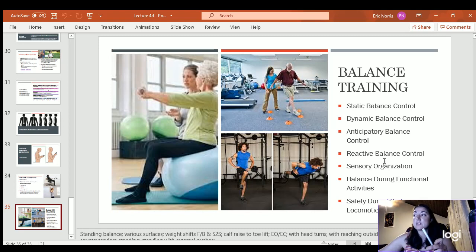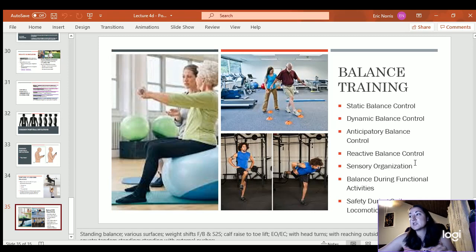Reactive balance control, so reacting to changes in the environment, leaning side to side, weight shifting, even keeping their legs erect and just leaning their trunk outside of their base of support. Reaching, grasping, and moving objects is good for that as well.